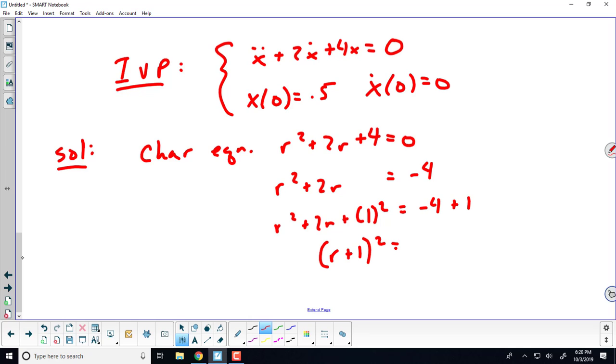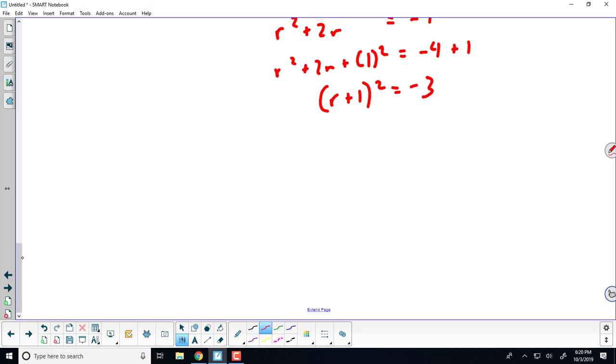That's a negative 3. And what are we seeing that we're going to get for our roots to this characteristic equation? We're going to have imaginary roots. So we get that r plus 1 is equal to plus or minus the square root of -3, or r is equal to -1 plus or minus the square root of 3i.